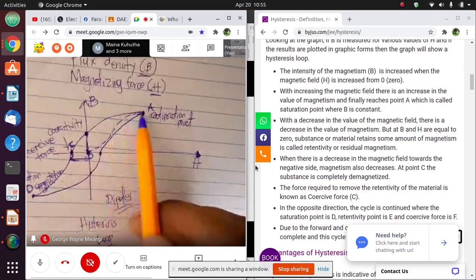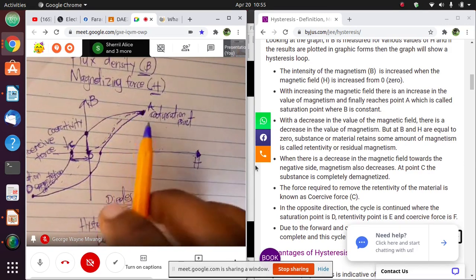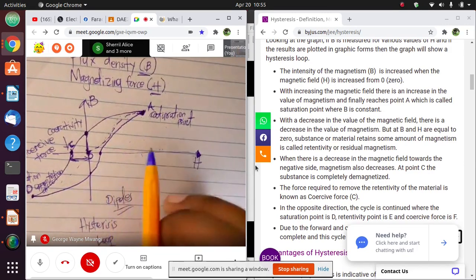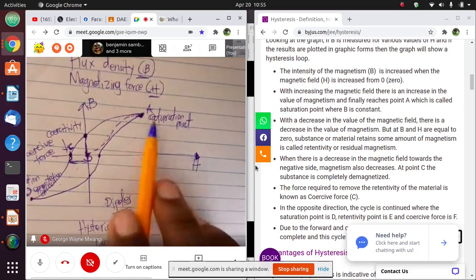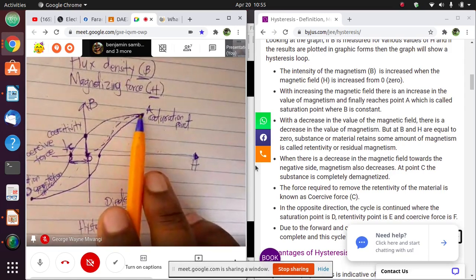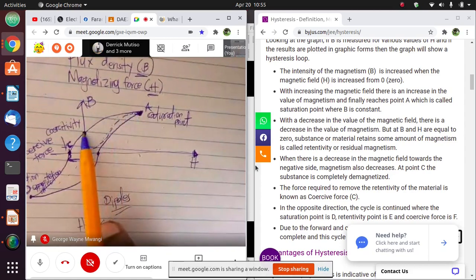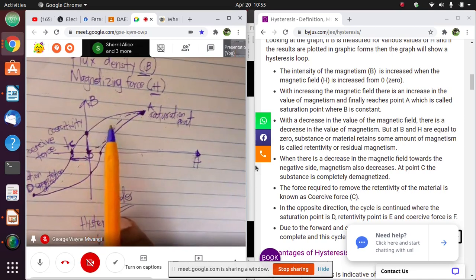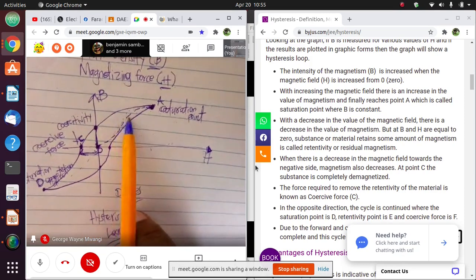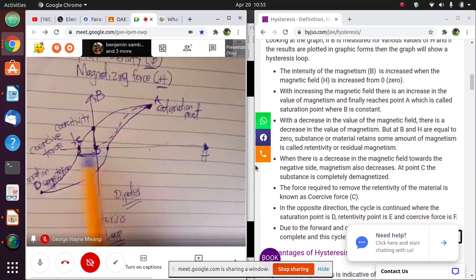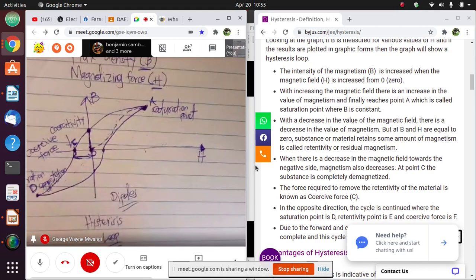Then it reaches a point where the magnetism will not increase, and this point is known as saturation. As much as you increase the magnetizing force H, the magnetism in that material will not increase. Once you reduce the magnetizing force, the magnetism in the material reduces. But even if it reduces, it will not reach zero. The reason is that some magnetism has been retained in that material. And a force will be required to completely reduce the magnetism of that material to zero. And we have said that this force is known as coercive force.